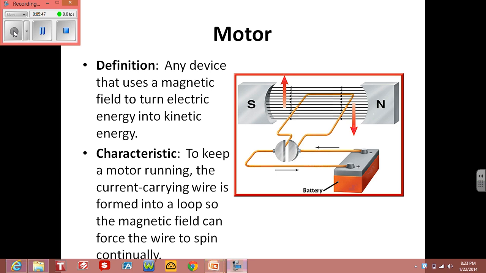To keep a motor running, the current carrying wire is formed into a loop so the magnetic field can force the wire to spin continually. If you look at the picture, this yellow part that's formed into a loop is your current carrying wire, which is inside of a magnetic field. This wire is hooked up to an energy source, which in this picture is your battery. Once current is moving through this wire, the wire is going to be pushed and pulled, and it will begin to spin continually. And that's how a motor basically works. It's just working off of electric currents and magnets.